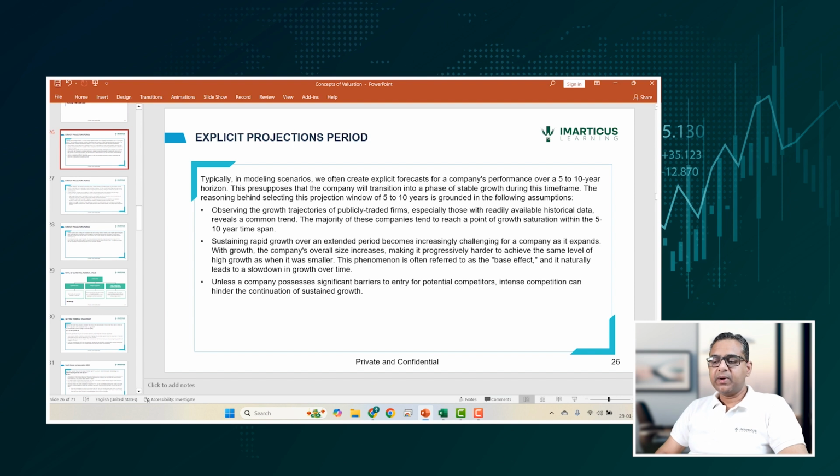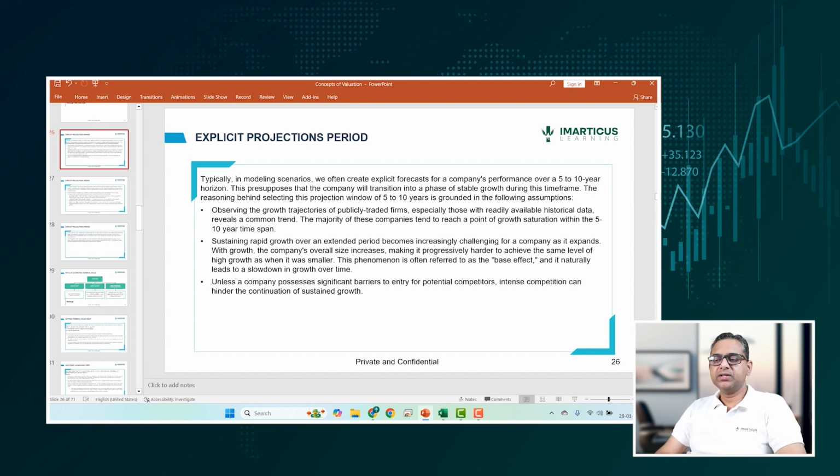Unless a company possesses significant barriers to entry for potential competitors, intense competition can hinder the continuation of sustained growth. So, let's say there is a company which has competitive advantage and there are significant barriers to entry, but if that company makes huge profits, other competitors will come in. There would be some other big players who would definitely like to take a portion of those huge profits. So competition increases, pricing power decreases, customers get bifurcated. So that growth which was happening earlier, those profit margins which were happening earlier may not happen. Hence also the growth slows down.